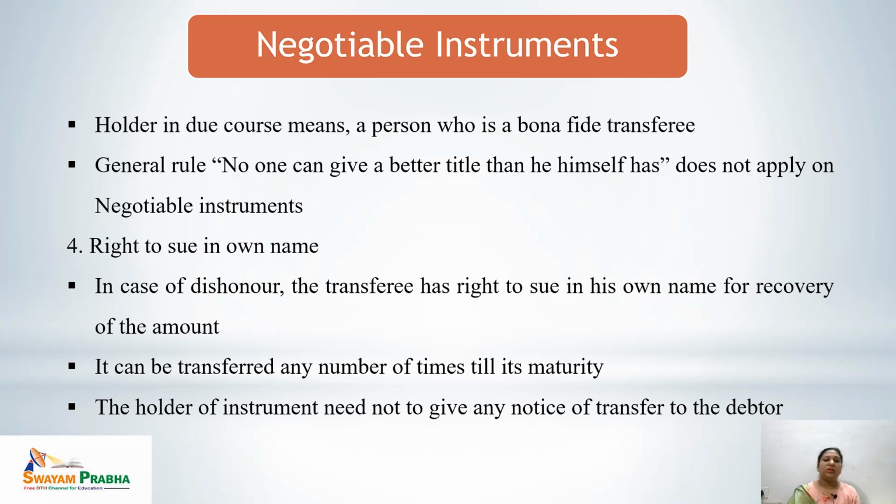That means the person to whom the negotiable instrument is transferred has the right to sue the defaulting company for recovering the amount in his own name, because that person has the better title, or the true title, of that particular negotiable instrument. It can be transferred as many times as the parties involved want, till its maturity. Once the negotiable instrument has matured, it cannot be transferred. Maturity means the day of payment.